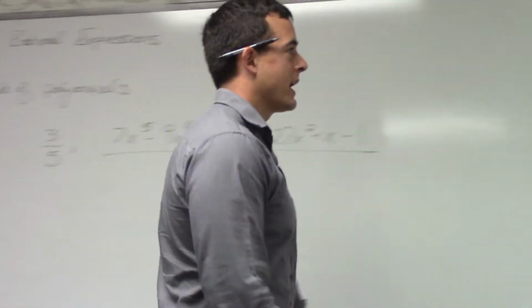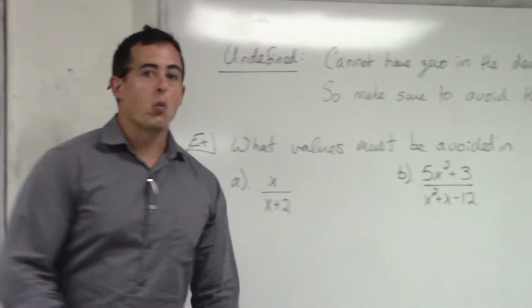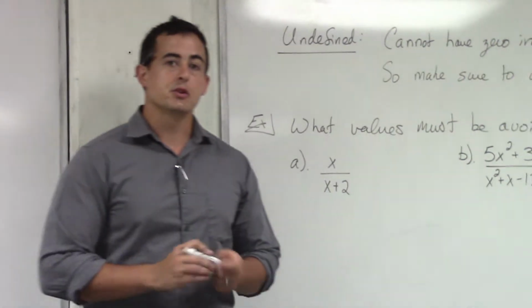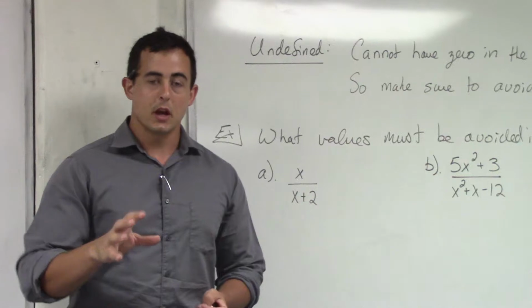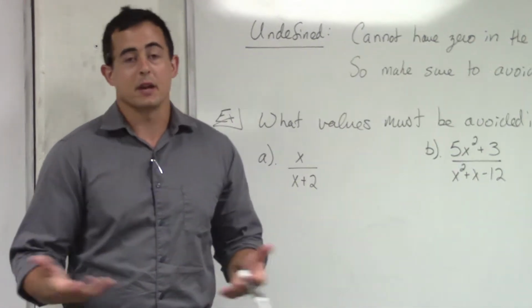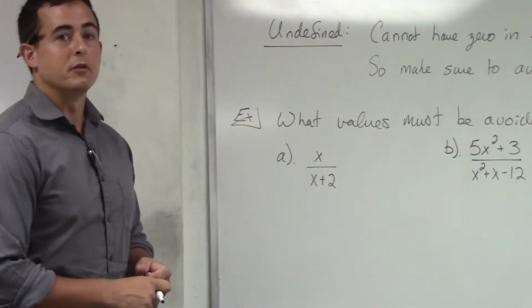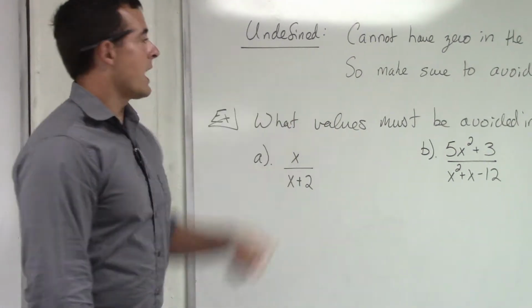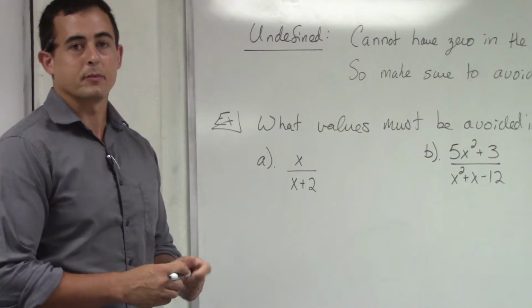Now the first idea that we have to do is figuring out where these are defined. So as soon as you make a fraction with variables, you have the possibility of getting a 0 in the denominator, which you can't have. You can't divide by 0. So you have to make sure to avoid those. So that's what we call having an undefined expression.